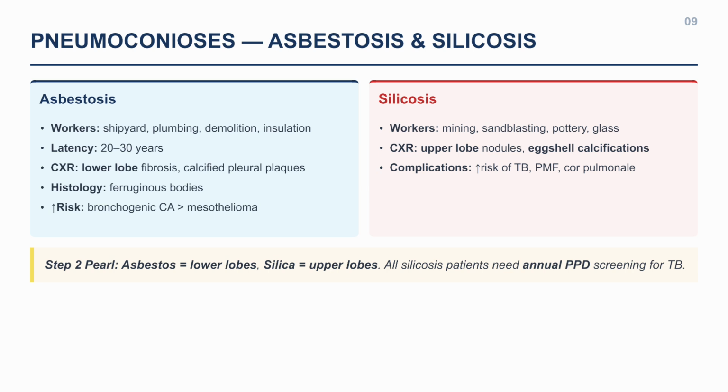Silicosis, seen in miners, sandblasters, pottery, and glass workers. Chest X-ray shows upper lobe nodules with eggshell calcifications of hilar lymph nodes. Major complications include increased risk of tuberculosis, progressive massive fibrosis, and cor pulmonale. Step 2 Pearl: asbestos affects the lower lobes and silica affects the upper lobes. All silicosis patients need annual PPD screening for tuberculosis.